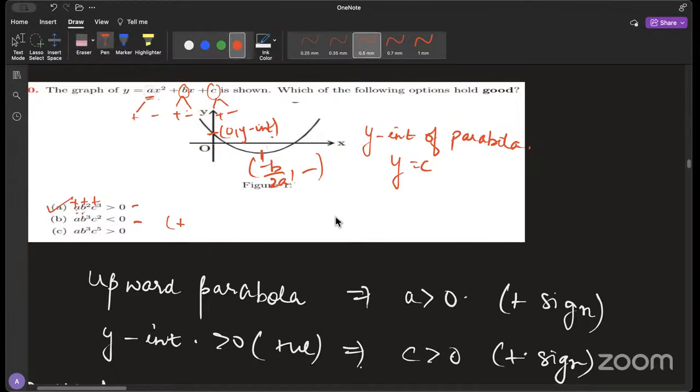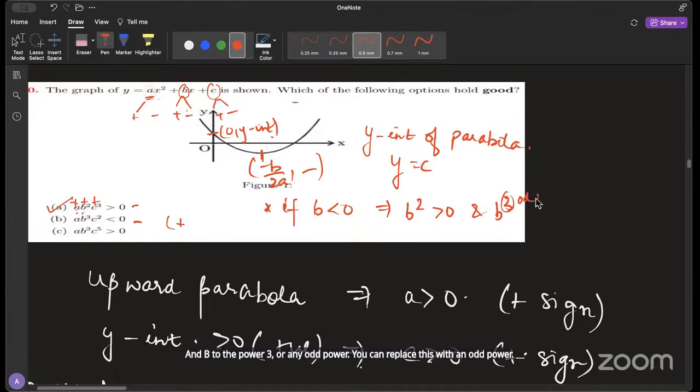See here, if the B is negative, this implies B to the power 2 or any even power is positive, and B to the power 3 or any odd power. You can replace this with an odd power. So any odd power of B is going to be negative, and any even power is going to be positive.